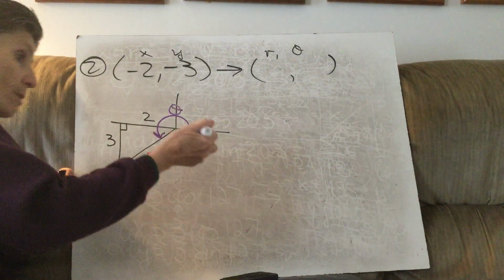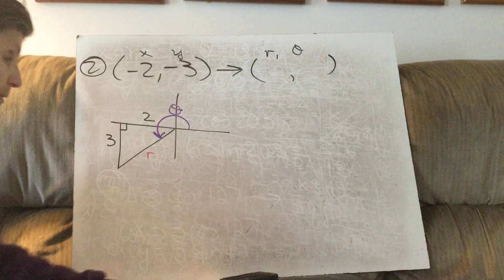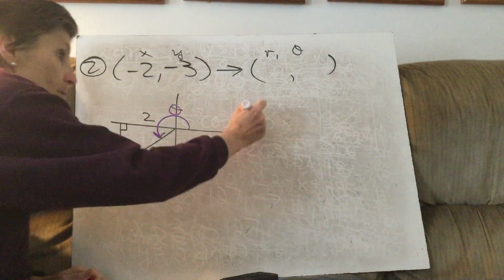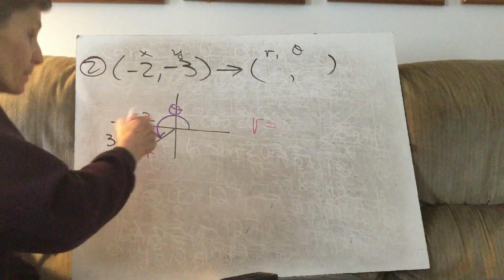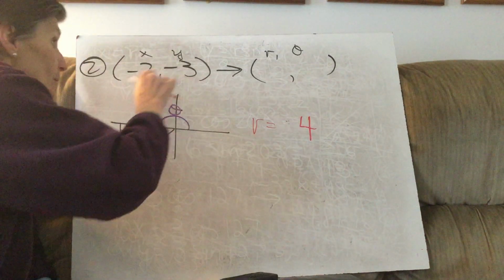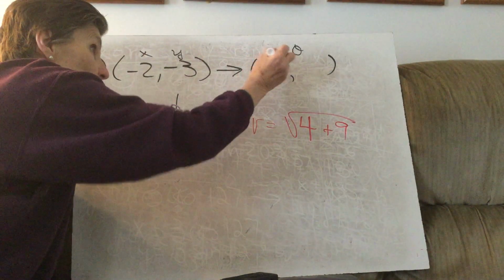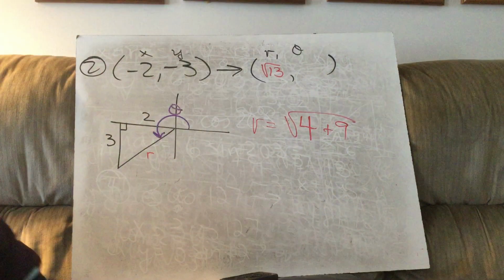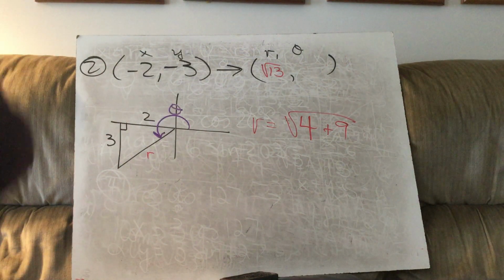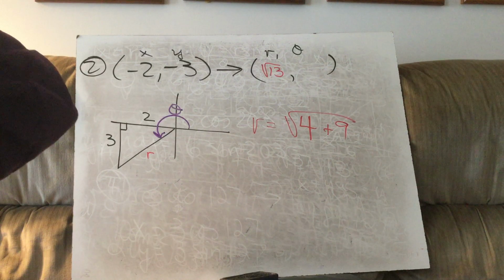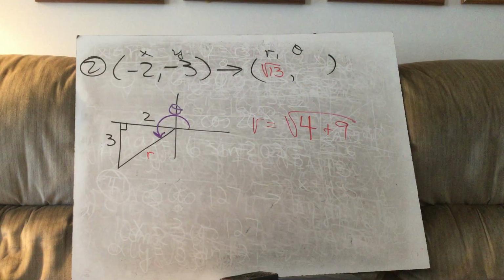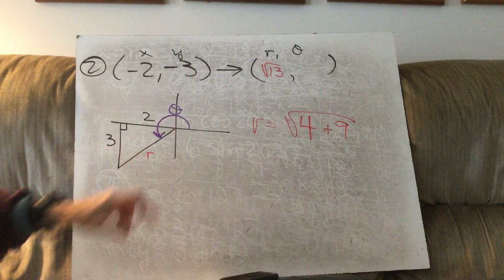So to get r, I'm going to square the first number, square the second number, add them together, and take the square root. So my r is root 13. That is exactly like doing the magnitude of the vectors in the last unit. It is exactly the same thing, the Pythagorean theorem.